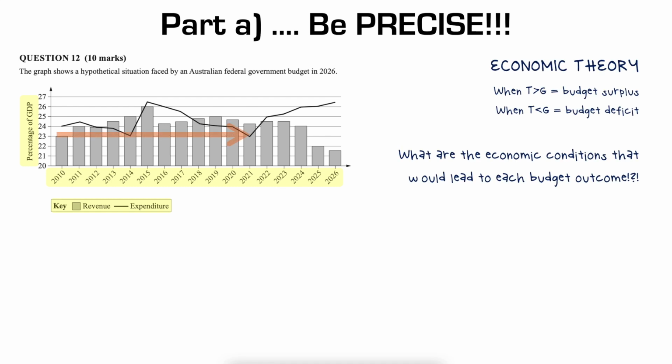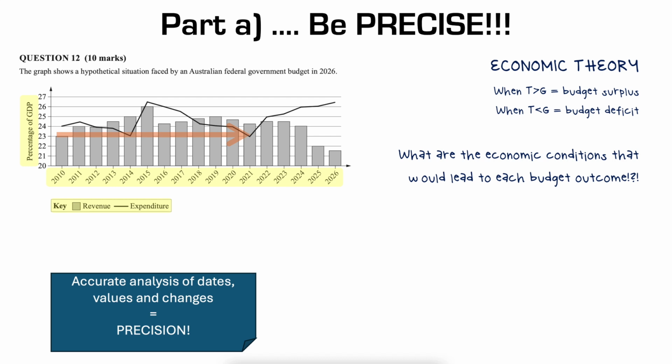I'd also then want to think back to my economic theory. Am I clear about the stance and the outcomes of budgets in surplus and deficit? And in which economic conditions would a government seek to take a particular expansionary or contractionary stance, which would lead to a budget deficit or a budget surplus outcome?